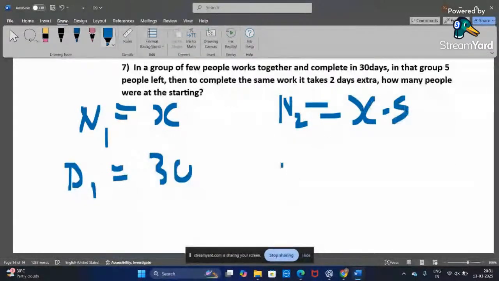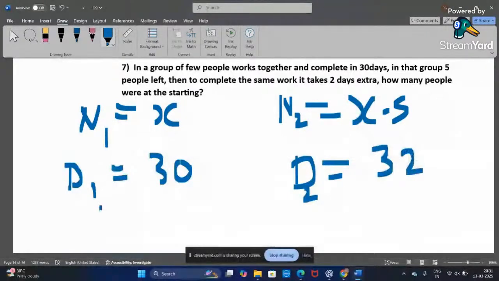Then to complete the same work, they took 2 days extra than previous. Previously it was 30 days. When 5 people left, they took 2 days extra, that means 32, right? Just simplify this. N1 D1 equals N2 D2. We have to substitute these values.